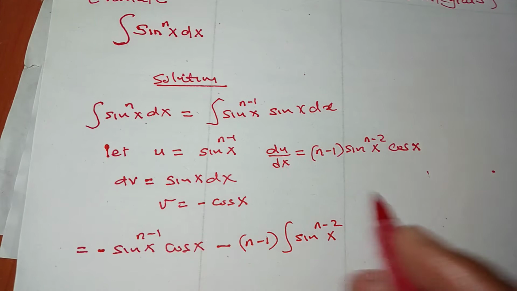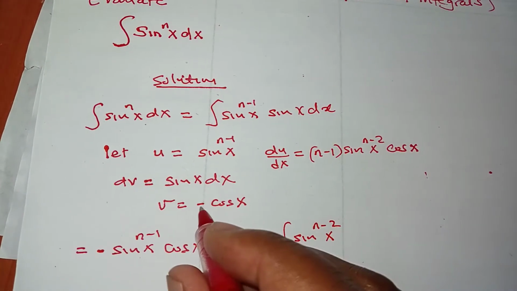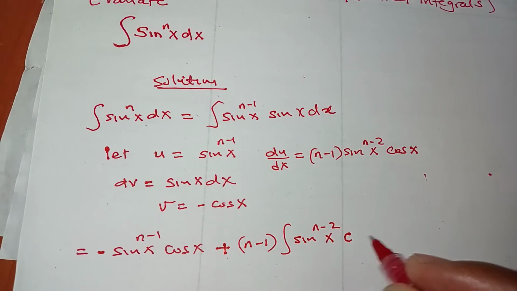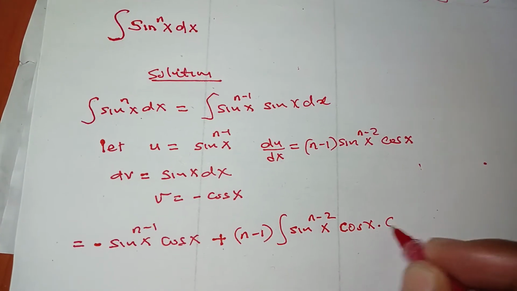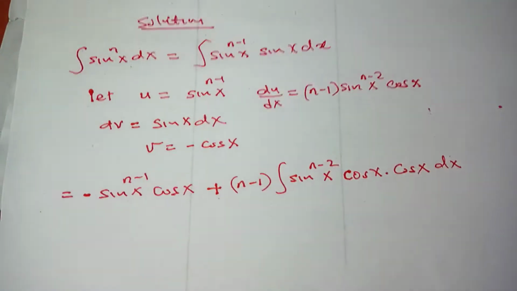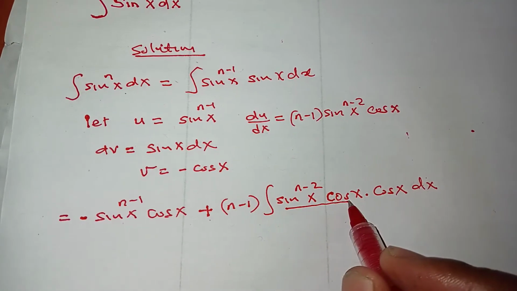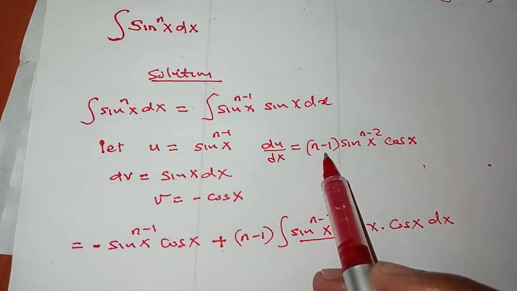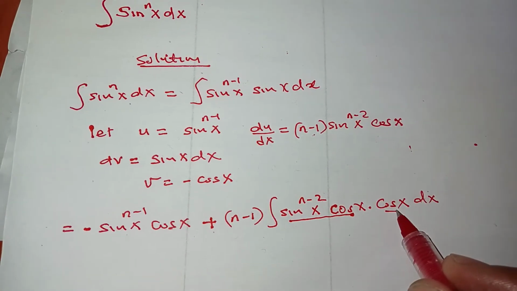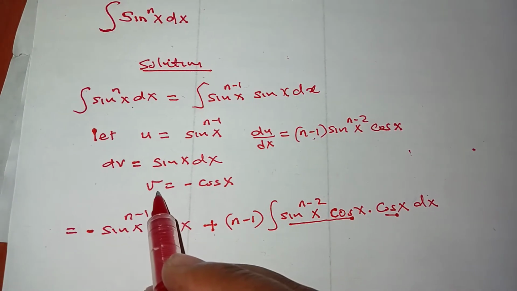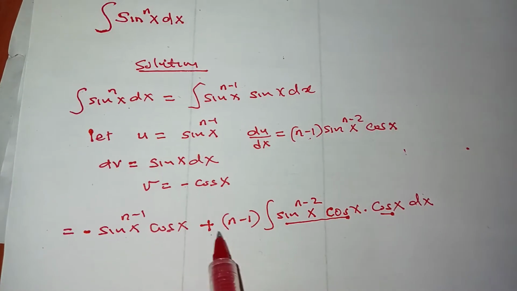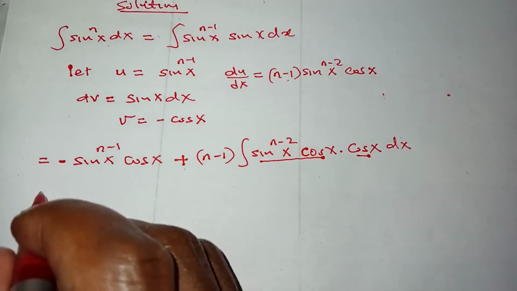And the cosine of x with a negative changes this to positive, and I have cosine of x here dx. So this part here is for du dx, and this n minus 1 which came to the front is from differentiating this part, and this cosine of x is coming from v. But because here we are supposed to have a negative, this negative and the negative in the formula cancel to make a positive. Okay, so we have this part here that we need to simplify.